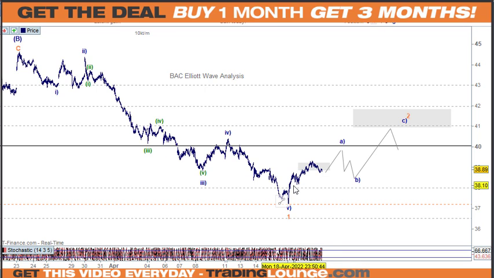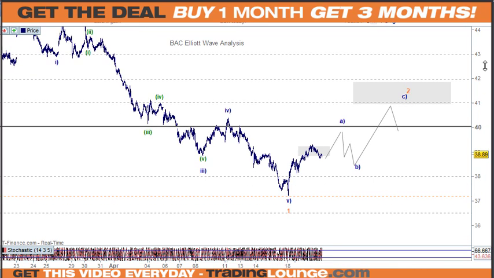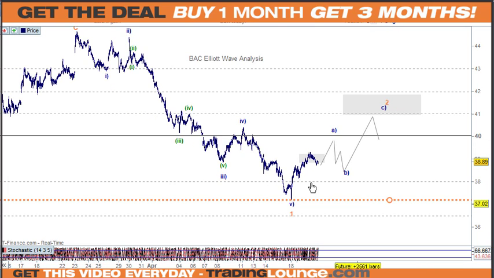I'd like to say short it under here, but I don't want to do that just in case the A wave is put in here, and the B wave pulls back 61.8%, which will trigger us in here and then we go long from that point. So we won't have it. We just need to be a little bit patient there.